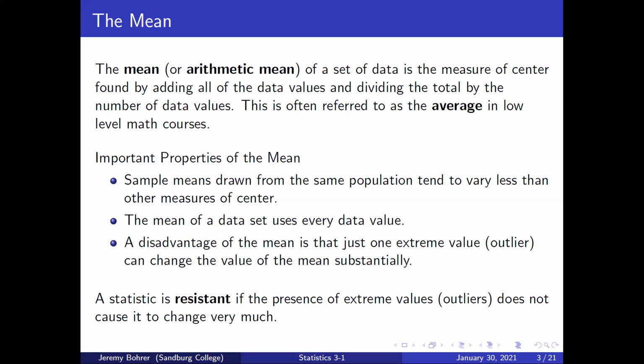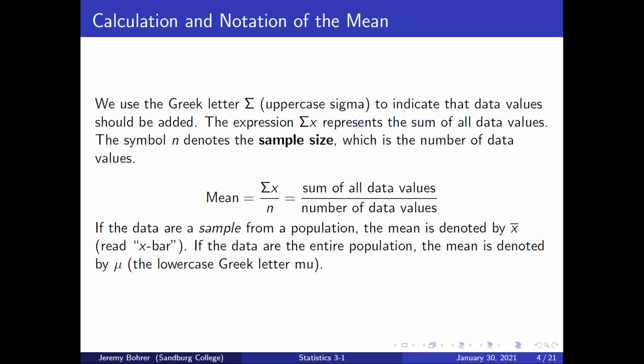Important properties of the mean: sample means drawn from the same population tend to vary less than other measures of center. The mean of a data set uses every data value, and a disadvantage of the mean is that just one extreme value or outlier can change the value of the mean substantially. A statistic is resistant if the presence of extreme values or outliers does not cause it to change very much, so the mean is not resistant.